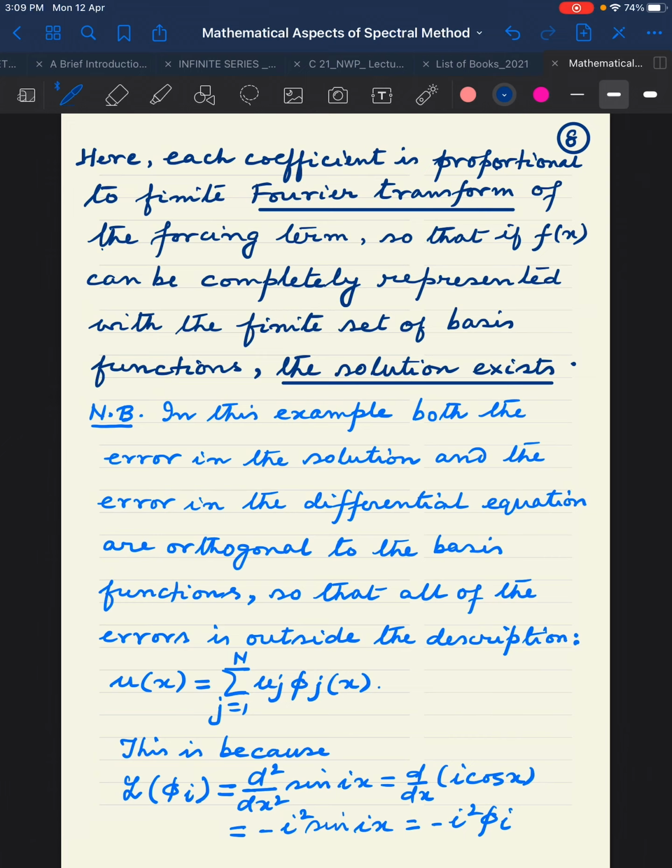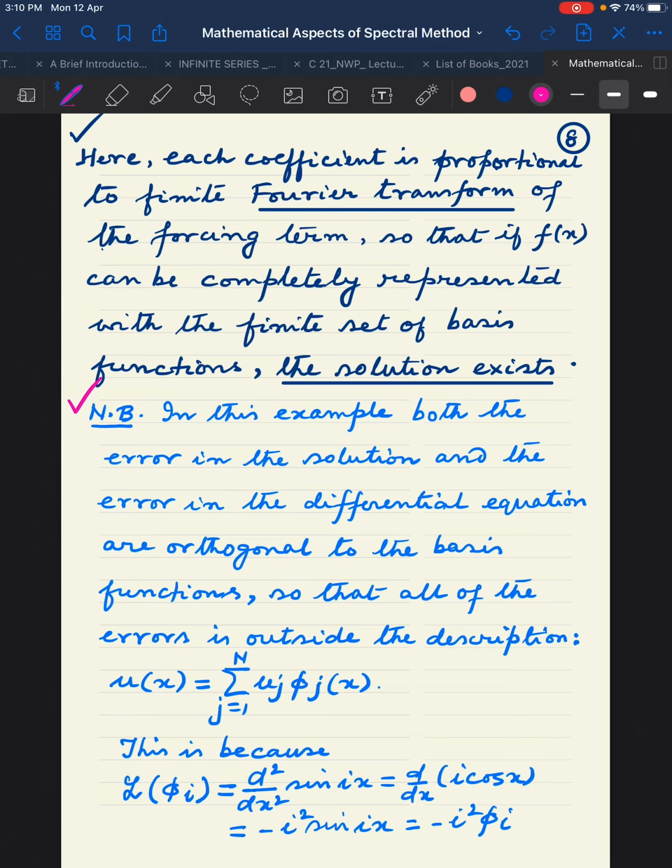Now, one point you see here: each coefficient is proportional to the finite Fourier transform of the forcing function, so that if f(x) can be completely represented with the finite set of basis functions, the solution exists. That's what I just told you. If we know f(x) and if we take the Fourier transform, then we can easily get the solutions u_i.